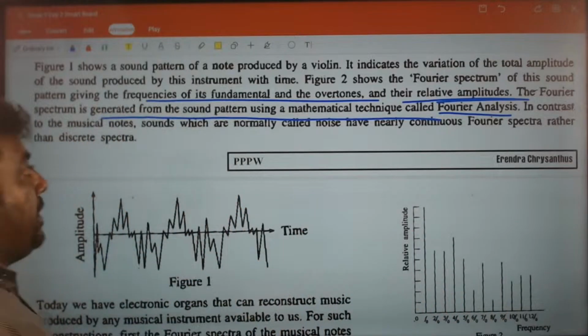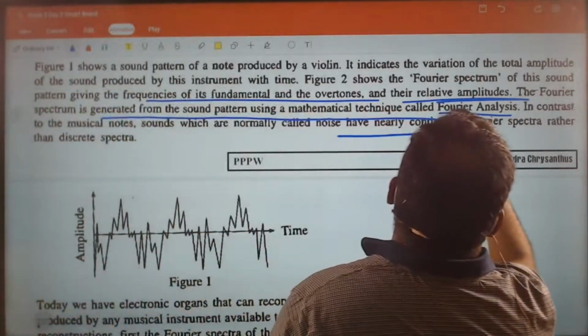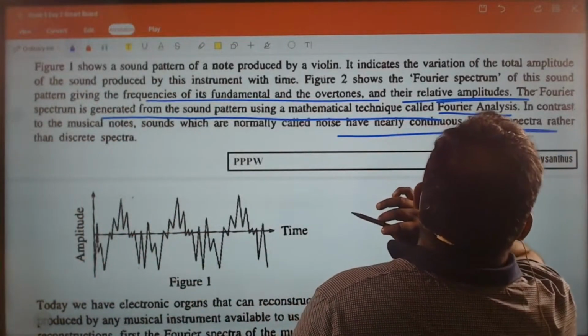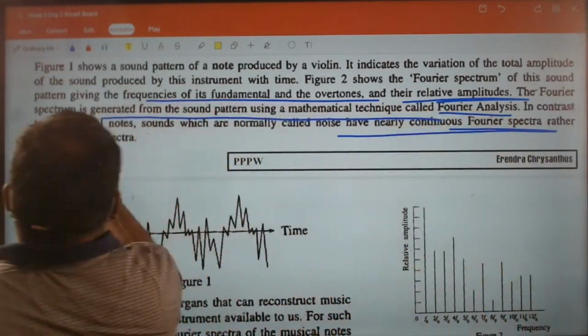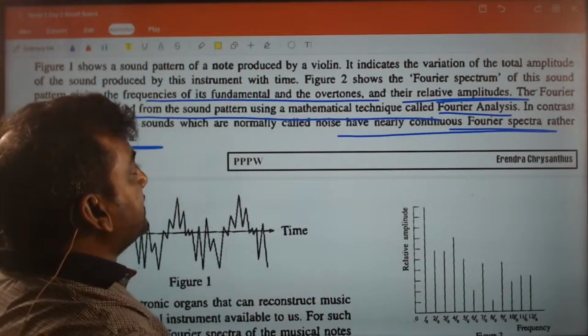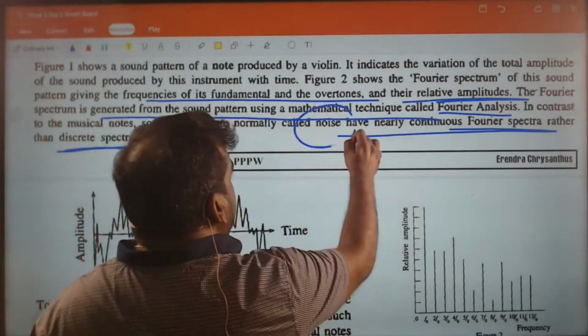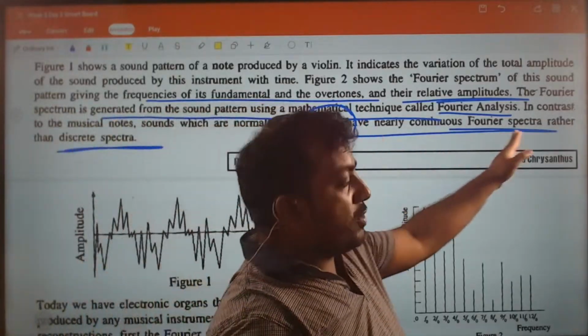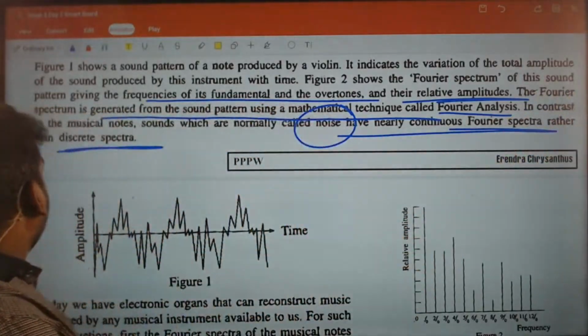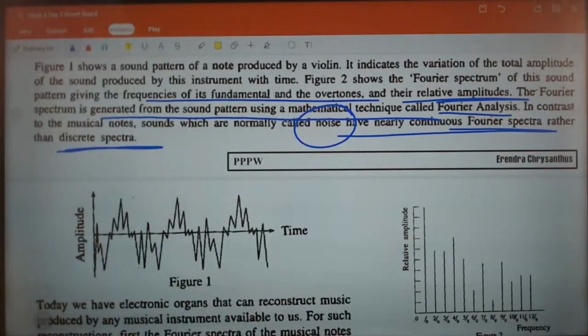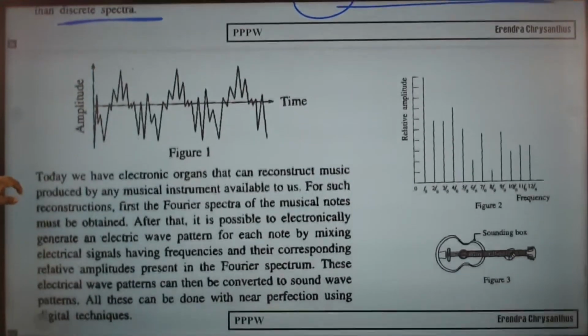Sounds which are normally called noise have nearly continuous Fourier spectra rather than discrete spectra. So noise, background noise, has continuous spectra rather than discrete spectra. Right, read very carefully. So this is a nice question.